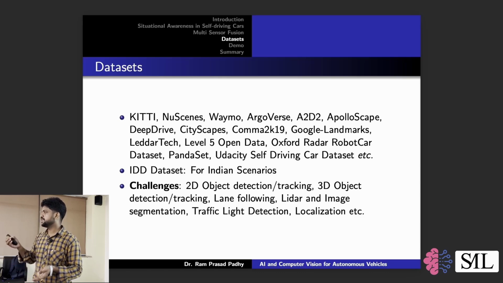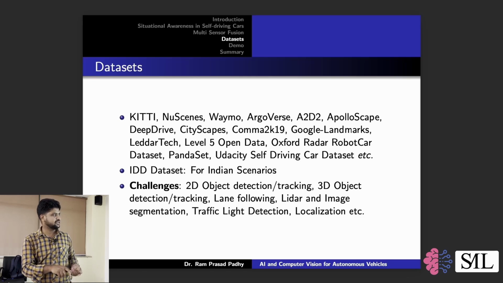If you go to CVPR, ICCV, ECCV, you will see that every year 4-5 papers are coming in. So it is currently the hot topic in autonomous vehicles. Those who want to work in this field, I would say this is the field. 3D object detection and tracking is the most important field. Even one of my PhD scholars is currently working on it.